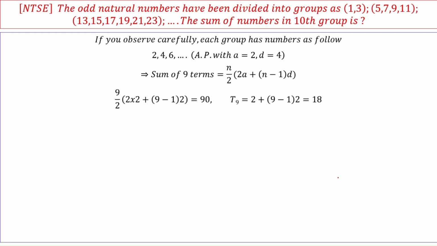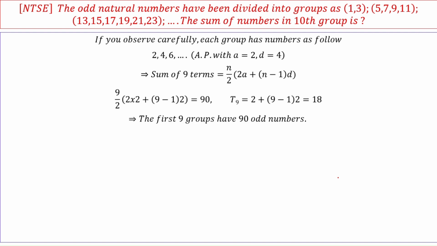So T9, the ninth term, is 2 plus 9 minus 1 into 2, that is 18. The sum of the first 9 terms is 90, and the ninth group has 18 terms. So the 10th group will have 20 terms, we know, right? And that 10th group will start after 90 terms, because 90 terms are there before.